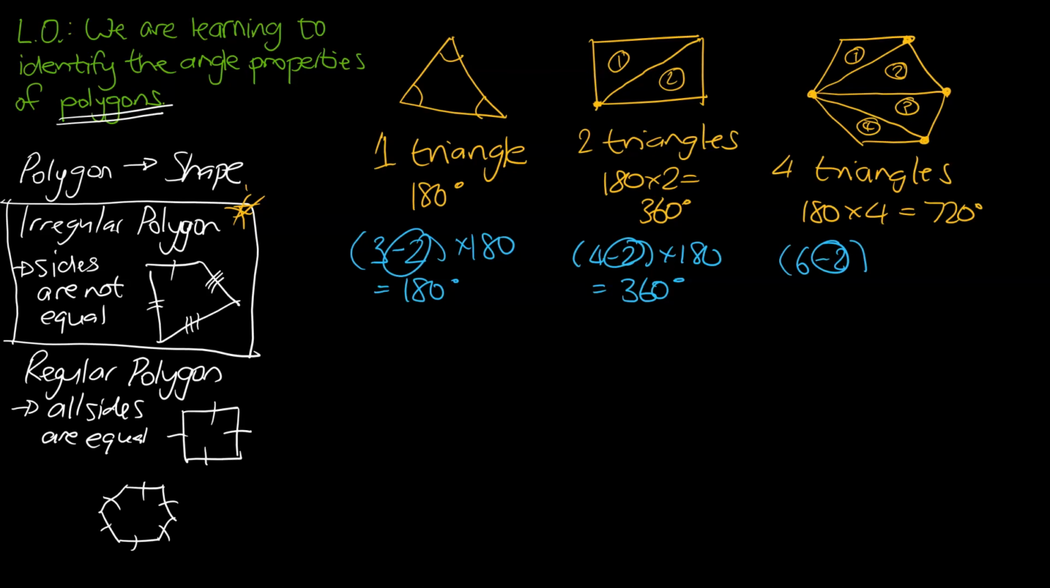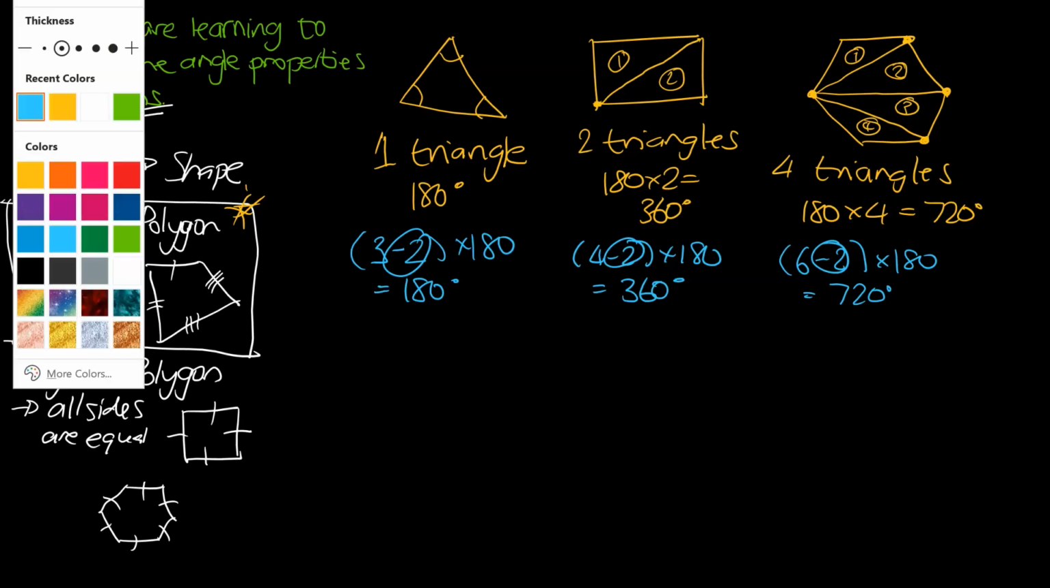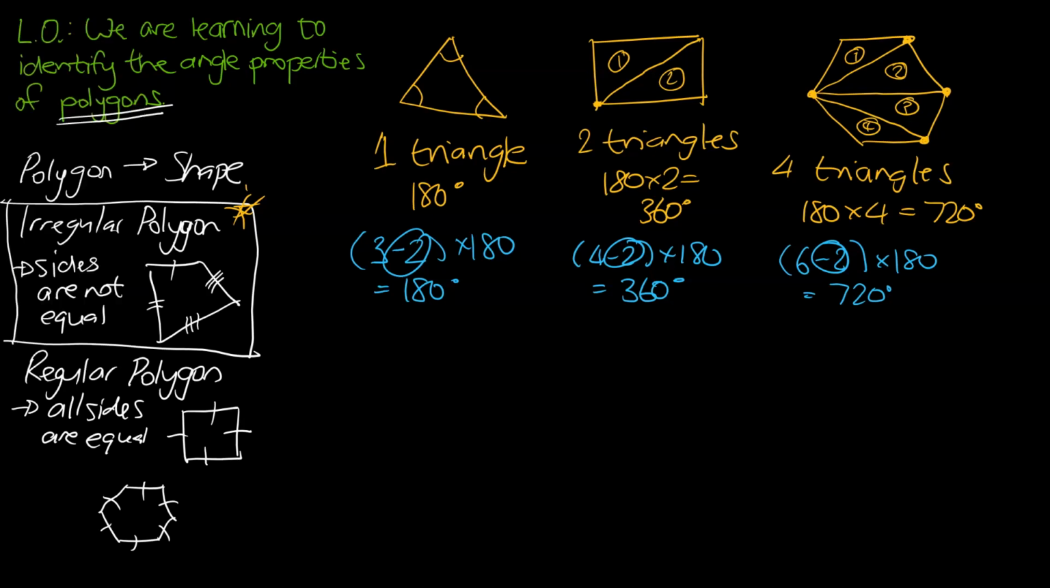So we've done that for every part. We're going to times that by 180. So that's going to be 4 times 180, which gets us to that 720 degrees again. So there, we've developed a little rule that's going to help us. We're going to say that n is equal to the number of sides.